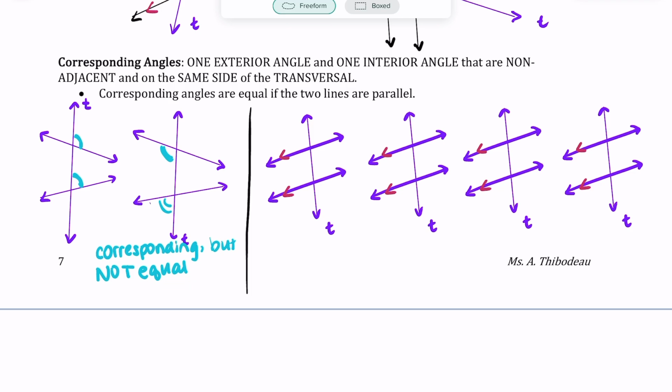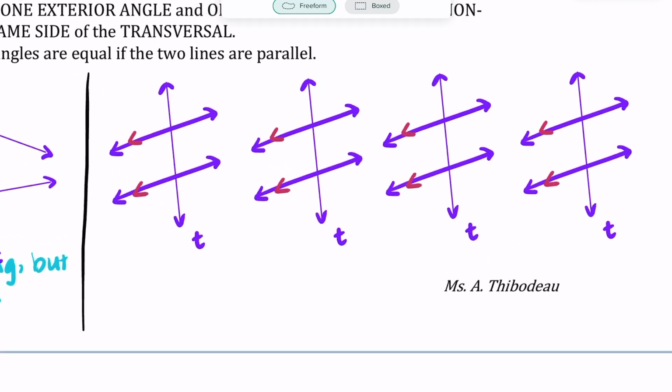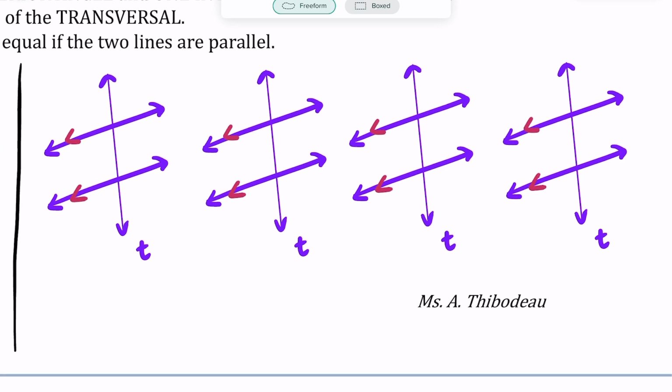The reason that we are drawing it 4 separate times is because there are going to be 4 different pairs of corresponding angles that are going to be equal to each other on this particular one diagram. So I'm drawing the same diagram so I could just point out each individual pair, but there's 4 separate pairs, which is kind of neat.